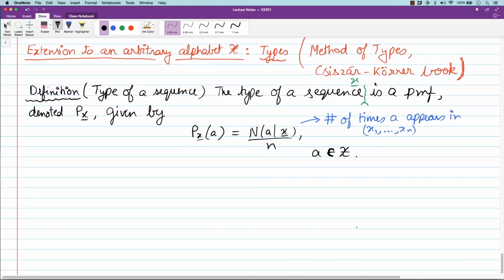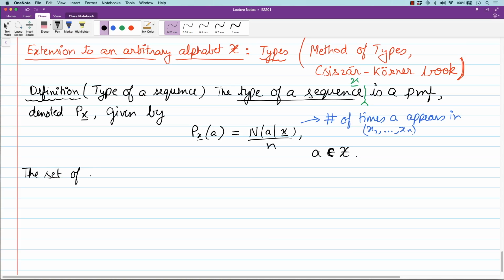So that's what the type of a sequence is: the empirical frequency vector. Define type of a sequence. And now, some more notation.